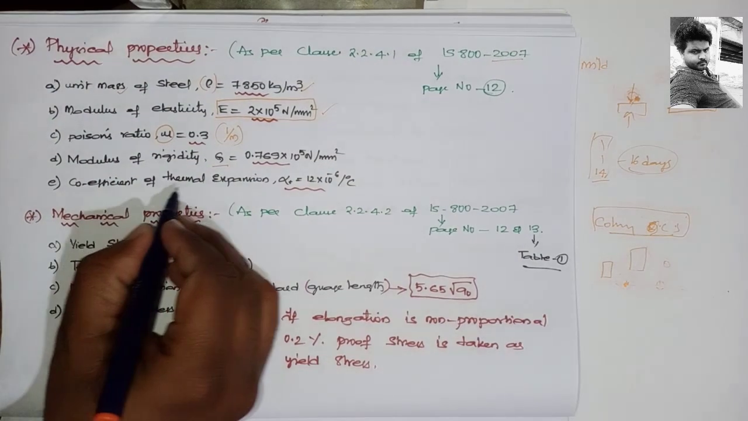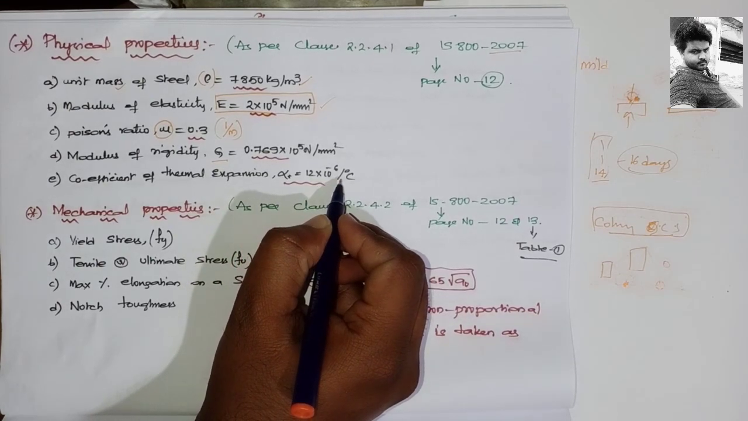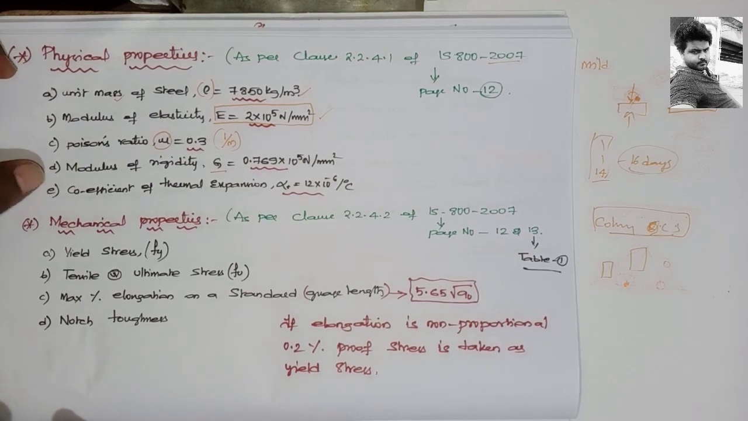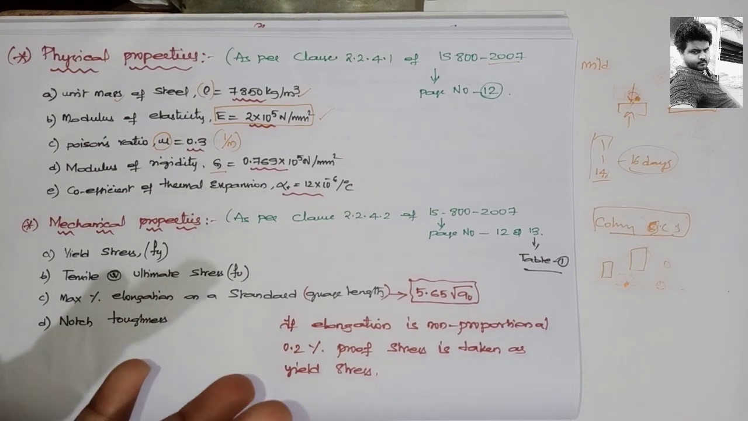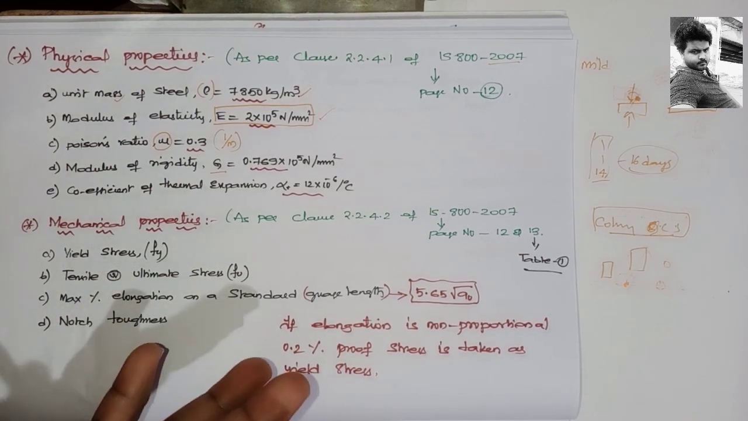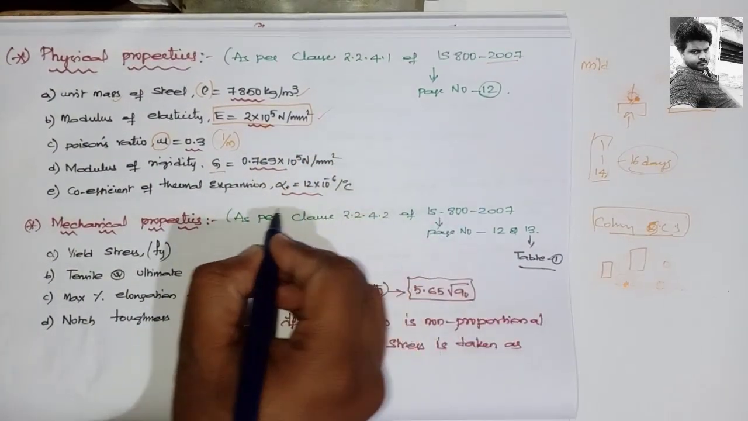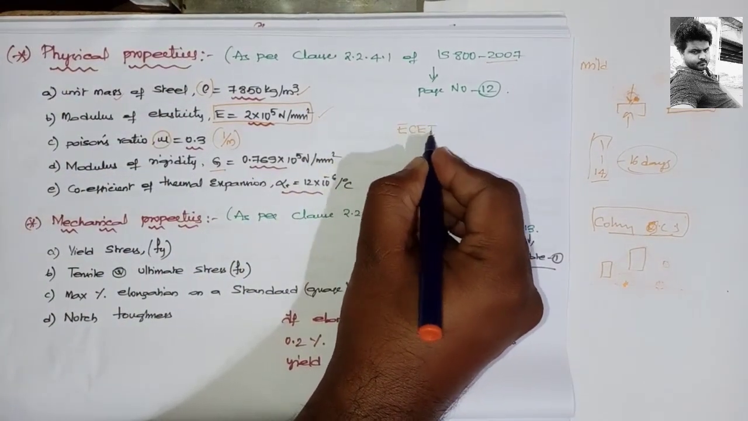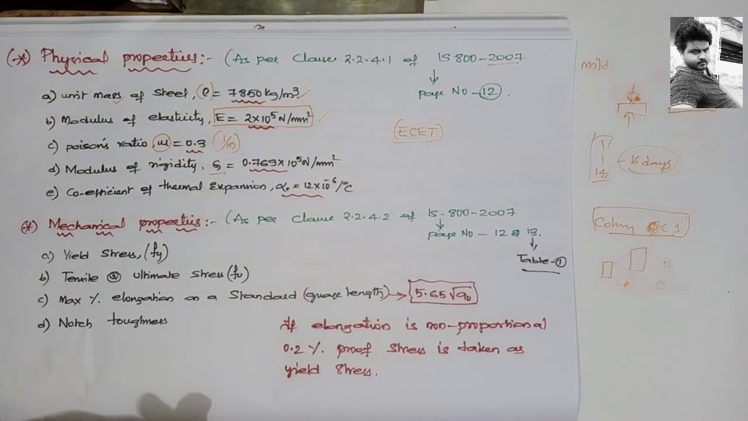And coming to the coefficient of thermal expansion, it is 12 into 10 power minus 6 per degree centigrade. So these are the 5 important physical properties of a steel structure. You may expect this question in your mid examinations or external examinations, and these values are also very much important in the ESET examination. Now, coming to the mechanical properties.